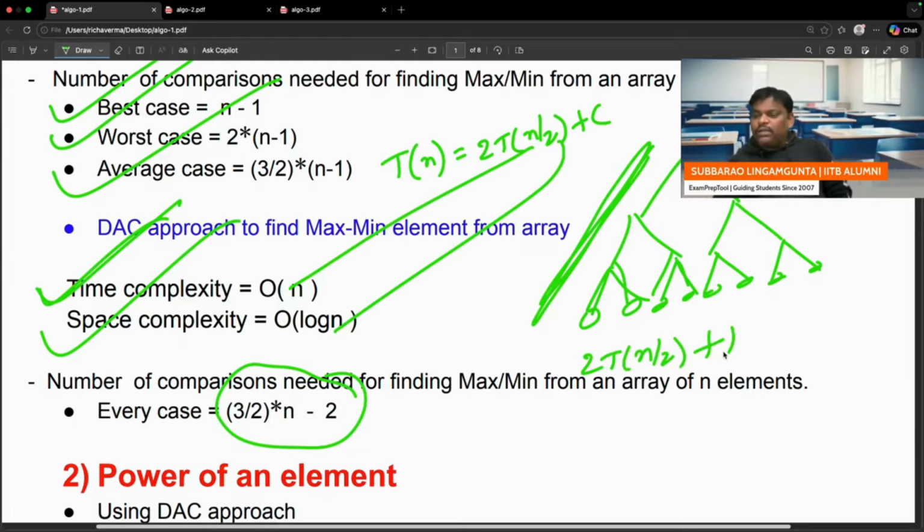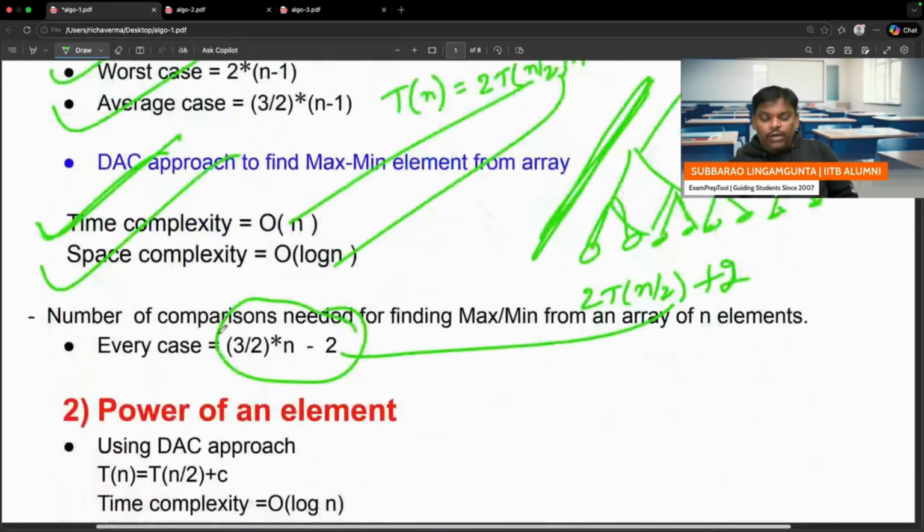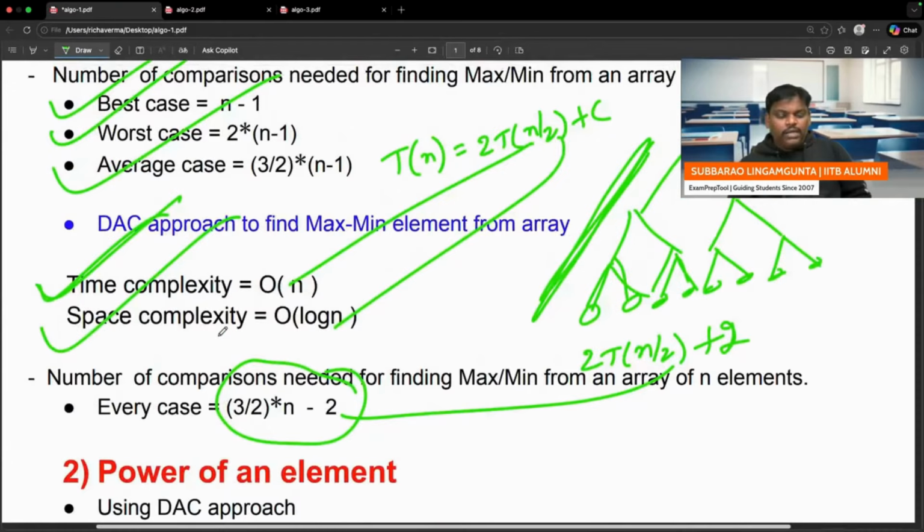Let's see one small line. Everywhere, to find maximum and minimum, you have to do two comparisons: exactly one comparison between the two maximums, one comparison between the two minimums, plus 2. If you solve this, finally you will get this. Mostly everyone knows finding maximum and minimum without divide and conquer, we did it. So please take care. With divide and conquer, comparisons are always 3 by 2 n minus 2.